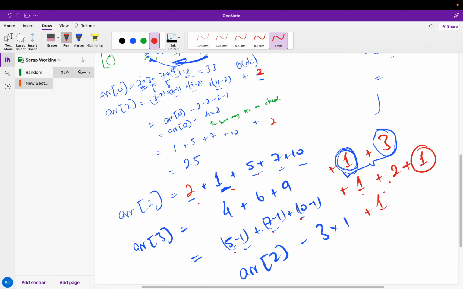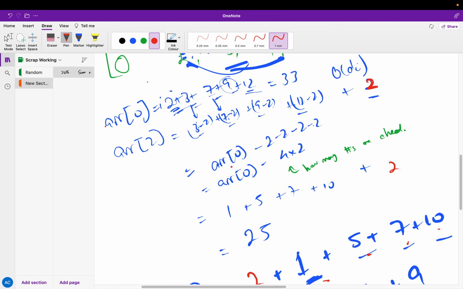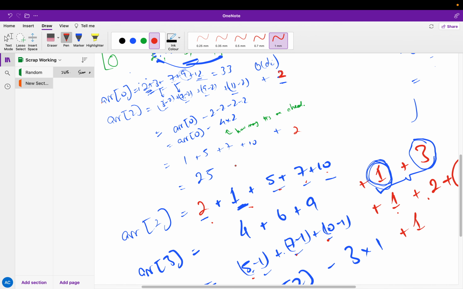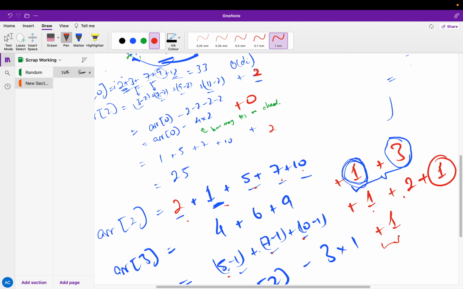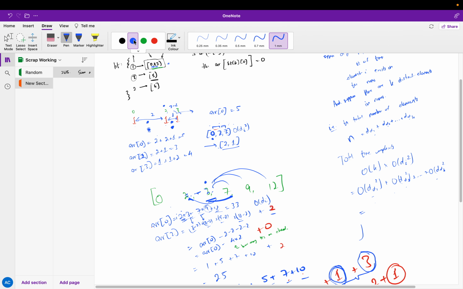This guy wasn't accounted for by array 2. So it's very similar. This had like a plus 0 on the end maybe. This had a plus 1 on the end. Let's do another one. I think we're on the right track.